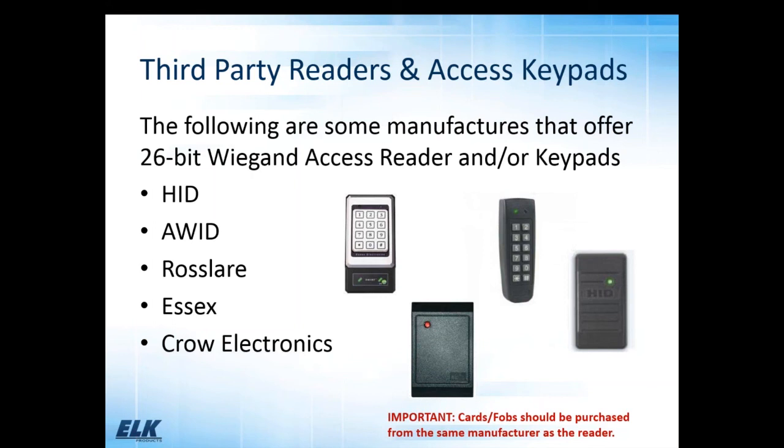So you can't get, say, an Essex reader and an Elk card and expect them to work together. Vice versa, you can't use someone else's cards with our readers. So that's very important and can definitely get you caught up in a job. If you've purchased the cards and fobs from a different manufacturer than the reader, you may not be able to get that to work. So that's just something to keep in mind so you can avoid any problems related to that.